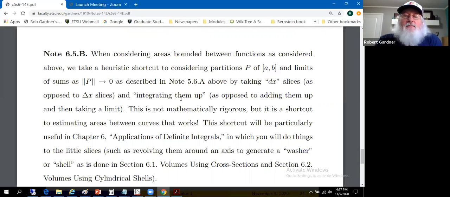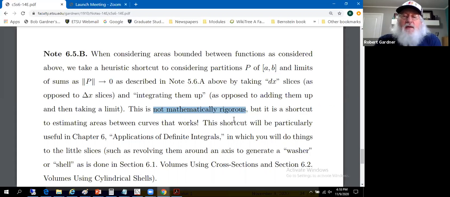And instead of adding them up, let's just integrate them up. So I'm thinking of taking dx slices and integrating them up. There's a problem with that in terms of mathematical rigor, but I got some good news. It works. So what we're burying by taking dx slices instead of delta x slices and integrals instead of sums, we're getting the right answer. We're losing the math rigor. We're burying delta x's and partitions and limits. All that stuff is buried, and you end up in the right place.